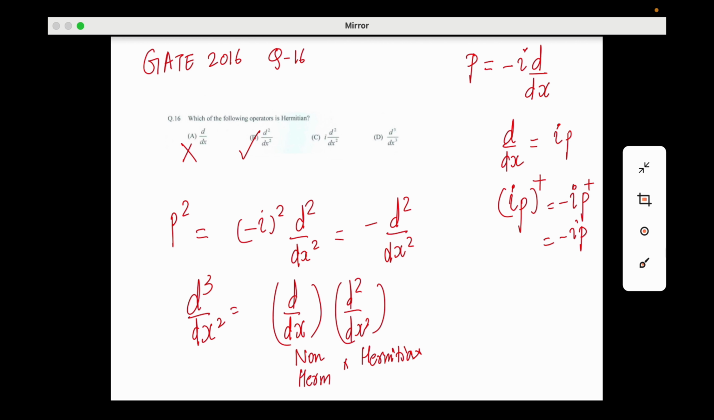So this is going to be non-Hermitian, right? So these two options are also incorrect. So the correct option is option B.